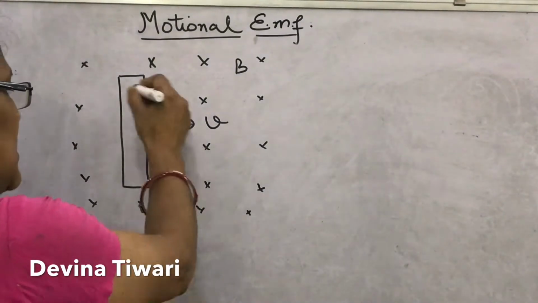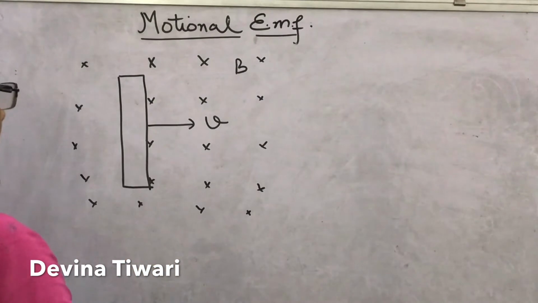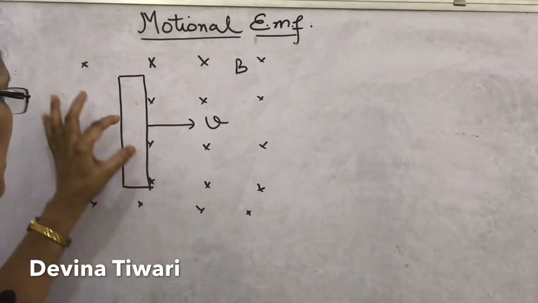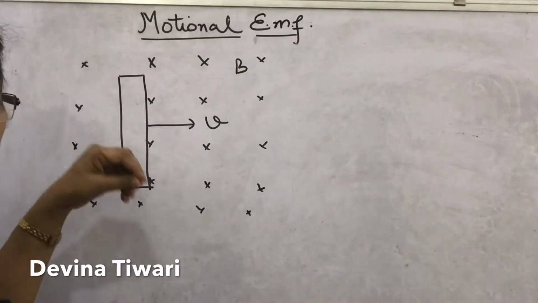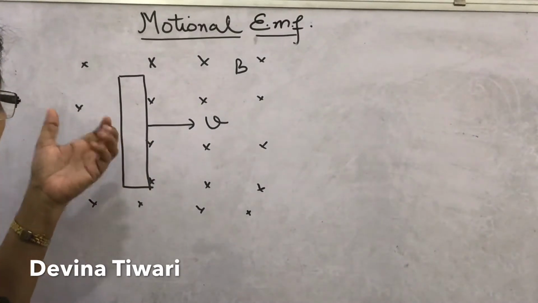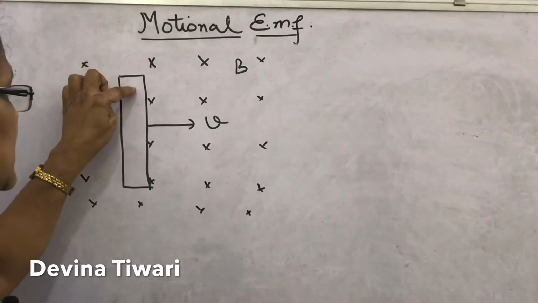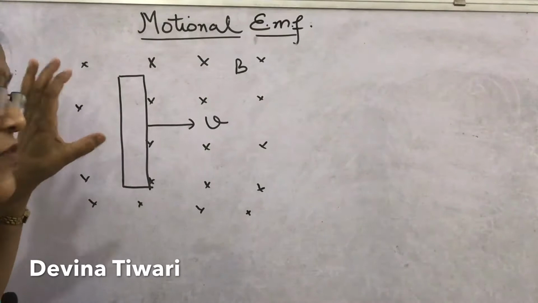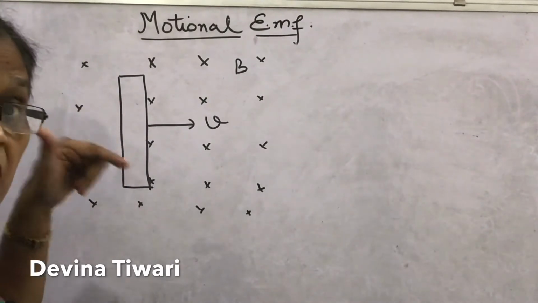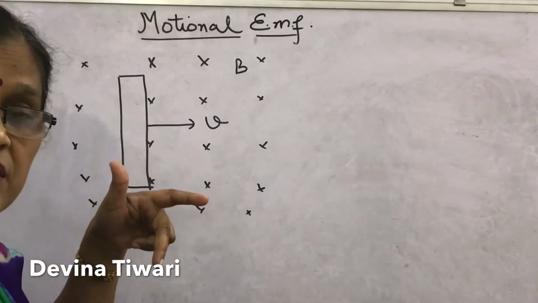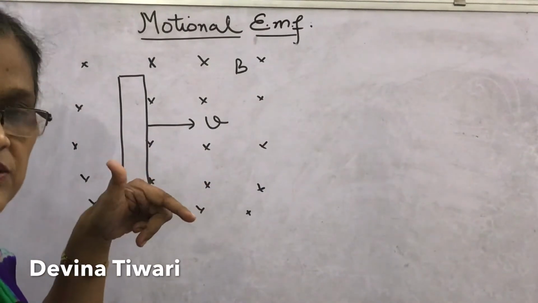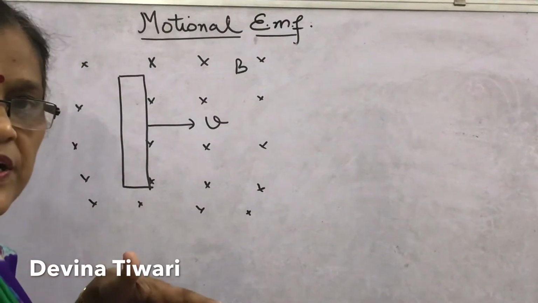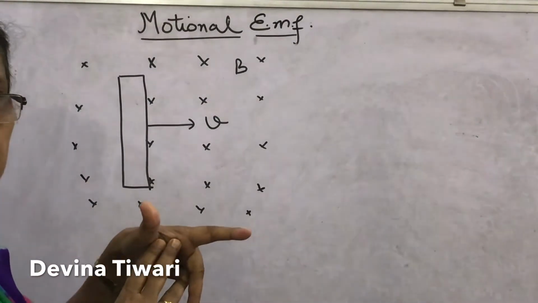If this rod is made of a conductor and is moving in the magnetic field as I have shown here, then the conductor has a large number of free electrons as well as the positive ions from which the electrons are free. Then what will happen? We have read that if a charge moves in a magnetic field, then the Lorentz force acts on it. How is the Lorentz force decided? By using Fleming's left hand rule.